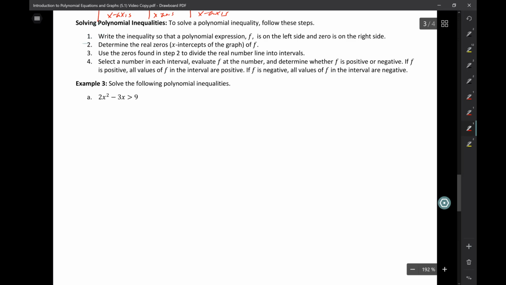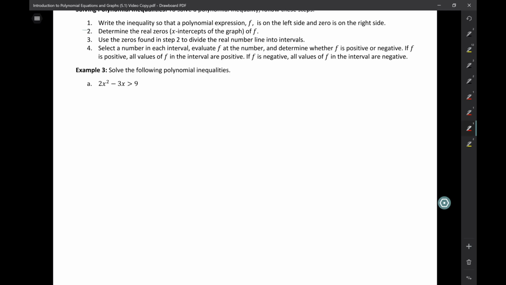We then determine the real zeros, or the x-intercepts of the graph of f. We then use the zeros found in step 2 to divide the real number line into intervals, just like we did above. And then we select a test point within each interval, evaluate f, and if it's positive, we know that the graph is going to be above the x-axis, which means it's going to be greater than 0. If it's negative, we know it's going to be below the x-axis, or in other words, it's going to be less than 0. And then we choose whichever ones are appropriate for the inequality that we have. This is, again, best done through example.